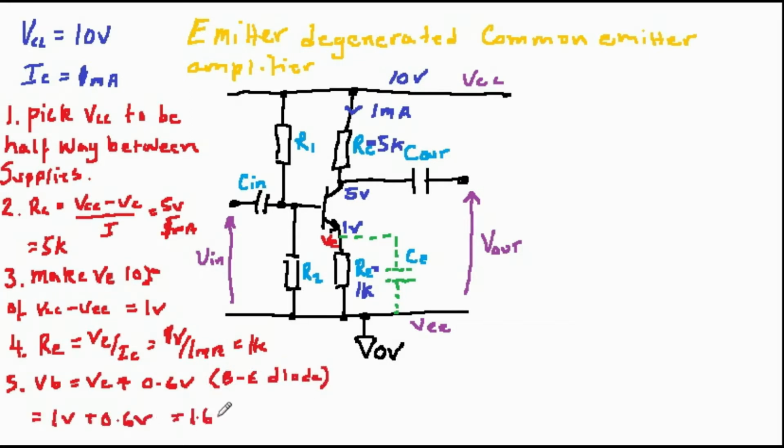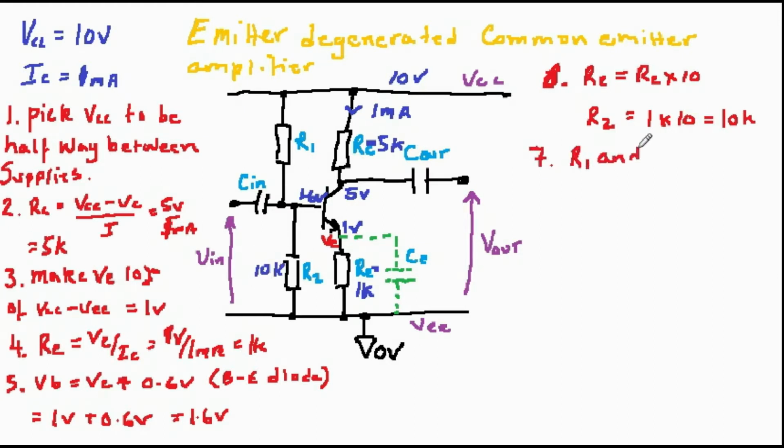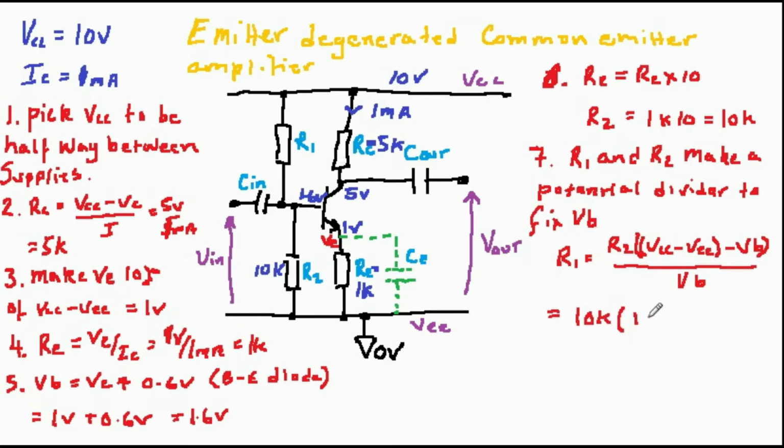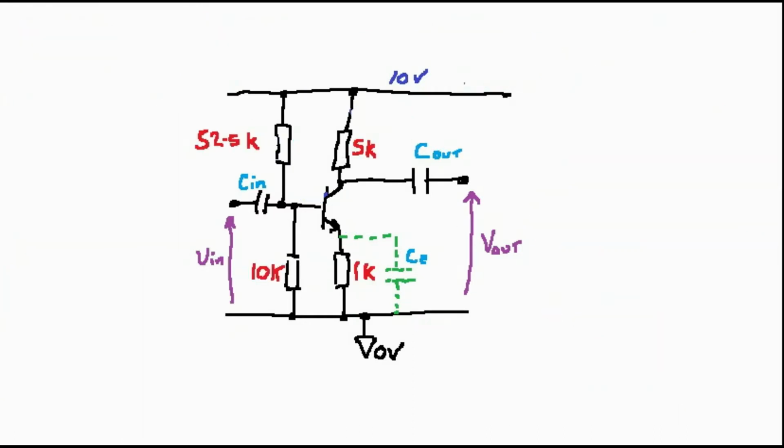Now let's apply another rule of thumb here. Make R2 10 times RE. So this is 10 times 1K, which is equal to 10K. R1 and R2 act as a potential divider to fix VB, the base voltage, at the value which we've described earlier, which was 1.6 volts. The formula for R1 is shown on the screen and is just derived from the potential divider formula, and this makes the value of R1 52.5 kiloohms. So the whole circuit looks as shown on the screen.